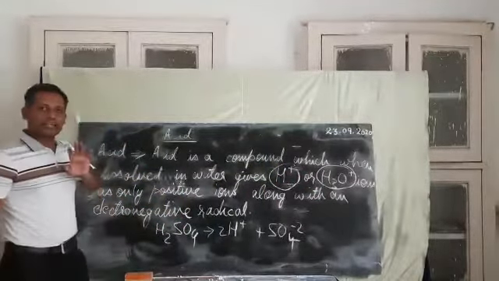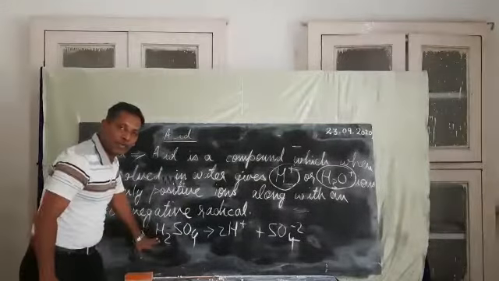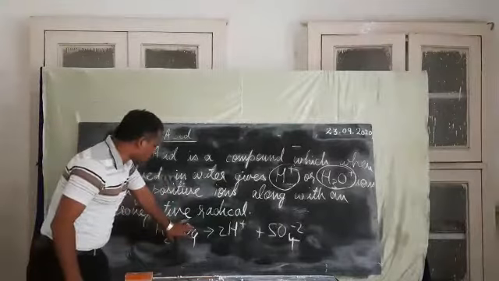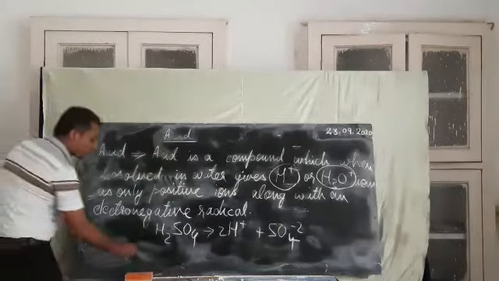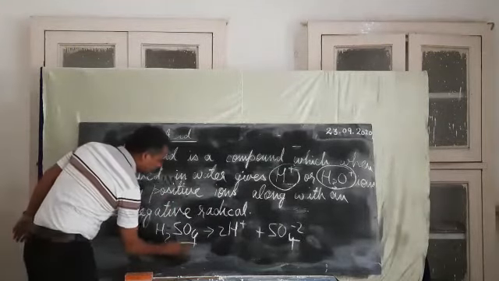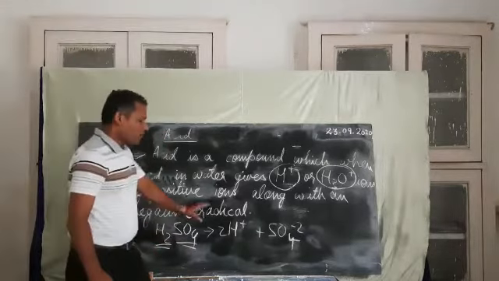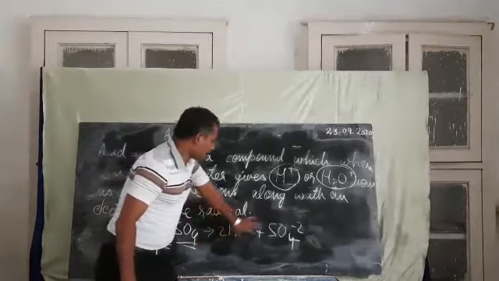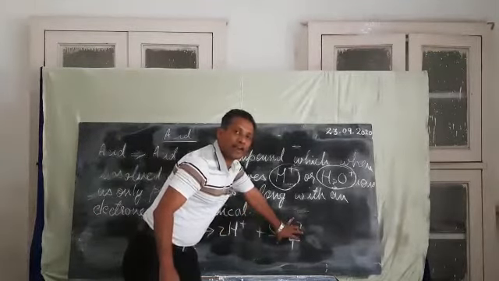Now let us take an example of an acid. First we take sulfuric acid, H2SO4. When you dissolve this H2SO4 in water, it has two parts. One is the positive part, that is hydrogen, and the second is the sulfate radical. So when you dissolve it in water, it breaks up into hydrogen ions along with an electronegative radical.